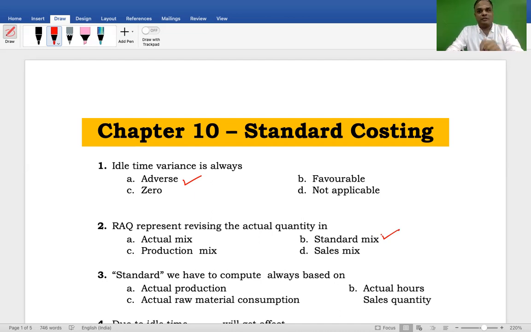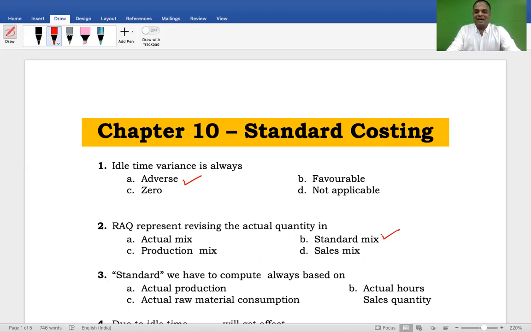That's why it's called revised actual quantity. But the total actual quantity we are revising in what proportion? Standard. Therefore, it's also called revised standard quantity. That's the reason in some books you come across RSQ. So for your information, revised actual quantity is equal to revised standard quantity. Both are alternative names only. Okay, Gaushika. Happy now? Okay.